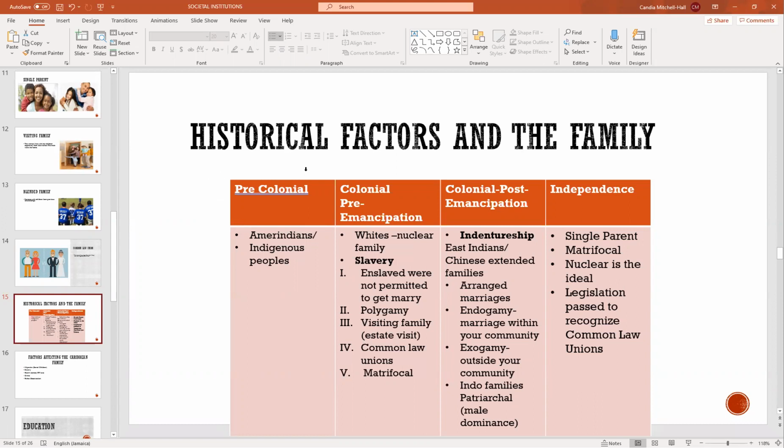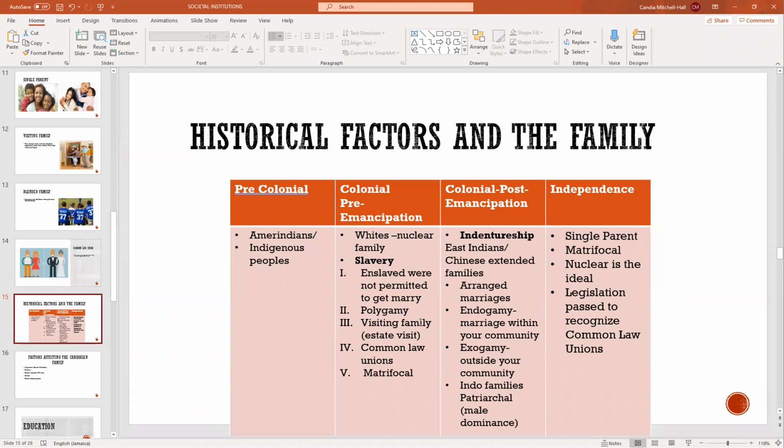And then when we turn to the colonial period, it is divided into two sections, the pre-emancipation and the post-emancipation period. The pre-emancipation period is before slavery ended, and the post-emancipation period is after slavery ended. In the pre-emancipation period, the nuclear family was very prevalent among the whites. And during slavery, enslaved people were not permitted to get married. And so a lot of common law unions emerged during slavery, and a lot of visiting families, because they used to separate families.